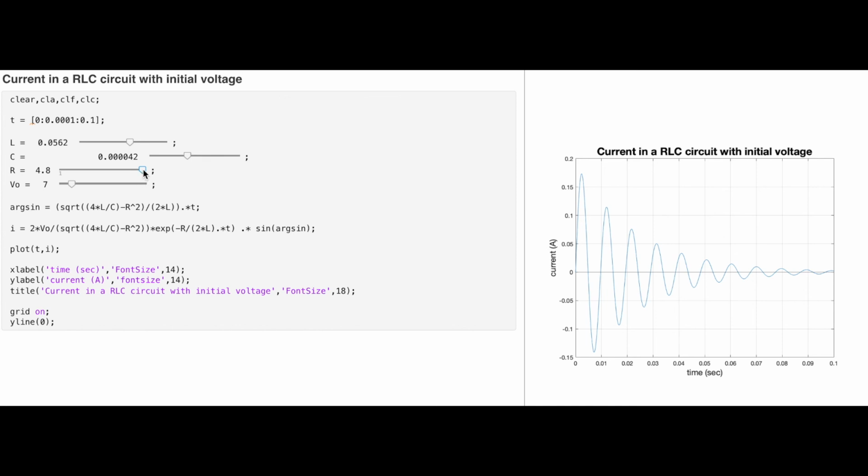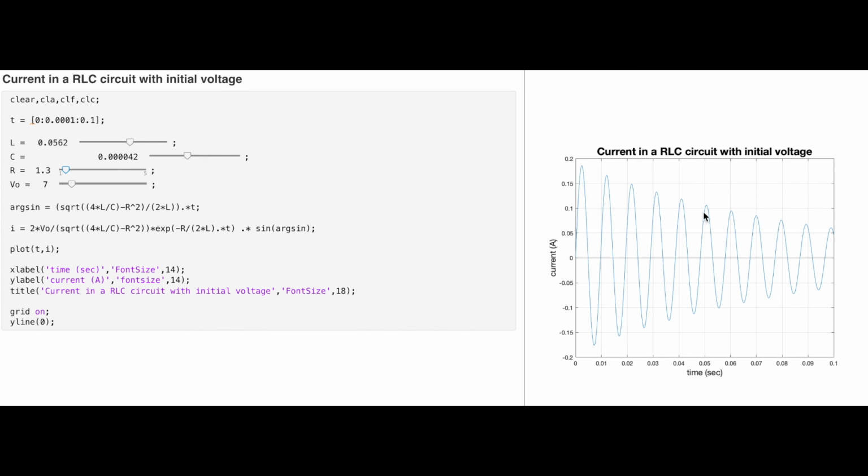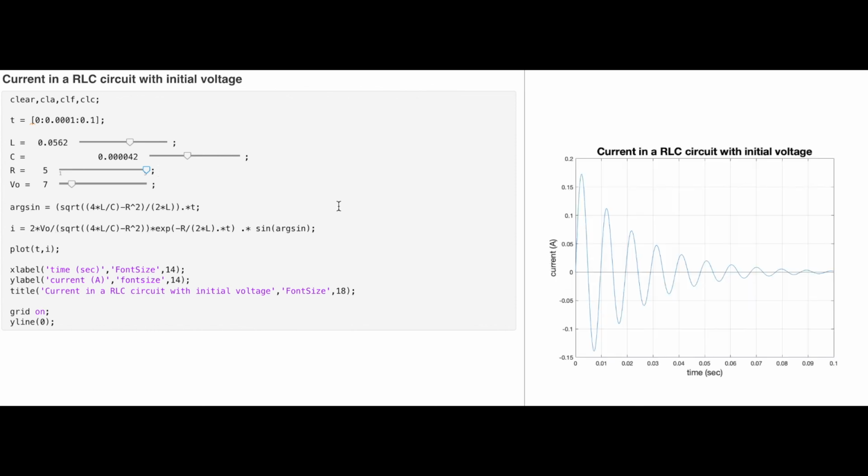So if we have a very low resistance, I would expect the damping to be very shallow, which is correct. As we have a low resistance, it takes a longer time for the oscillations to decrease. Let's see if we can make the resistance just 1 ohm. Yeah, and if the resistance was actually 0, this would continue forever. And as we increase the resistance to 5, we can see that the damping is much more profound over here.